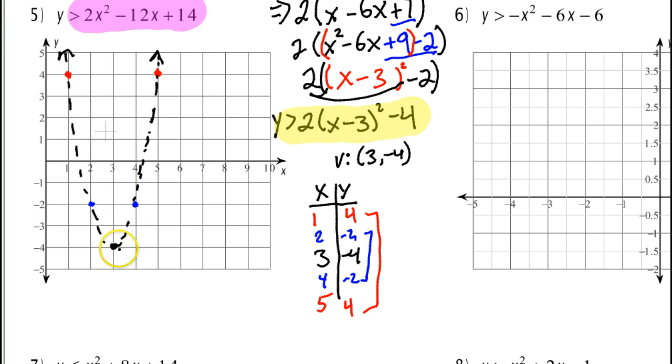All right, where are we going to shade? Again, there's some visual ways of doing this, but I always like to be safe and just plug in 0. And plugging in 0 when it's in standard form is pretty easy. So we got 0. Is that greater than 0 minus 0 plus 14? No. So 0, 0, which is right here, is not in the shaded region. So that means, once again, it's everything here.